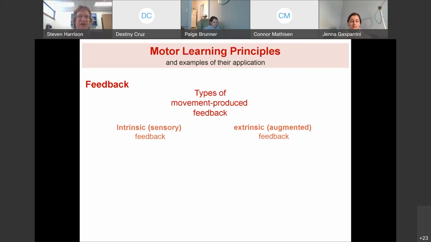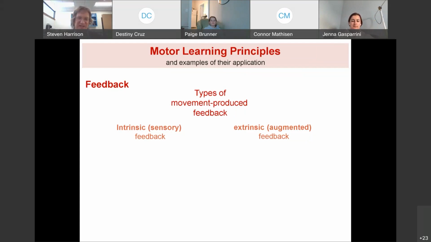So the two main types of movement-produced feedback are going to be intrinsic feedback or extrinsic feedback. When we're talking about intrinsic feedback, we're really talking about the kind of feedback that will be intrinsically generated by virtue of performing the action. So the sensory consequences of performing the action are going to be the major source of intrinsic feedback. Your ability to perceive what's just unfolded when you've tried to perform an action.